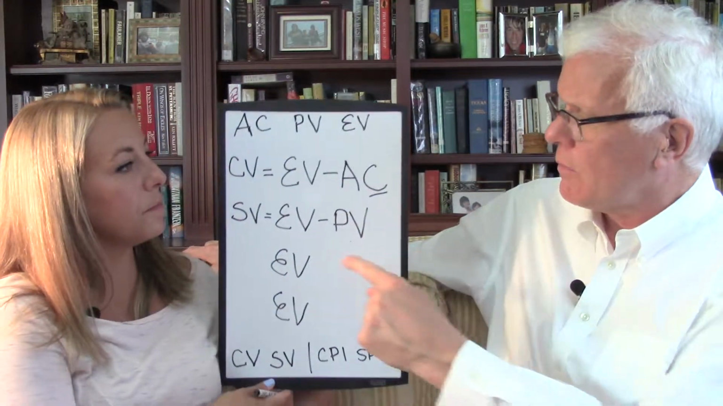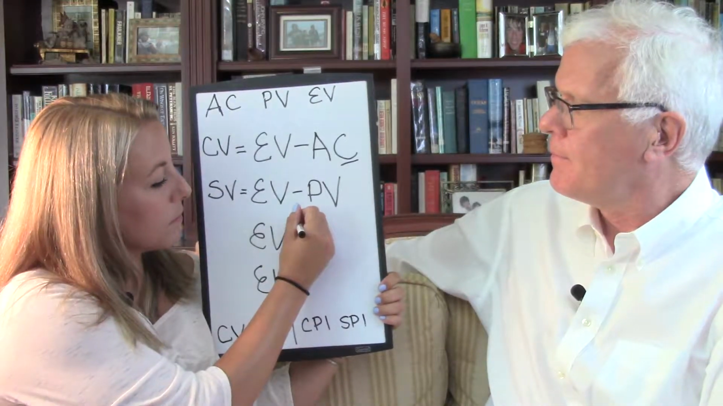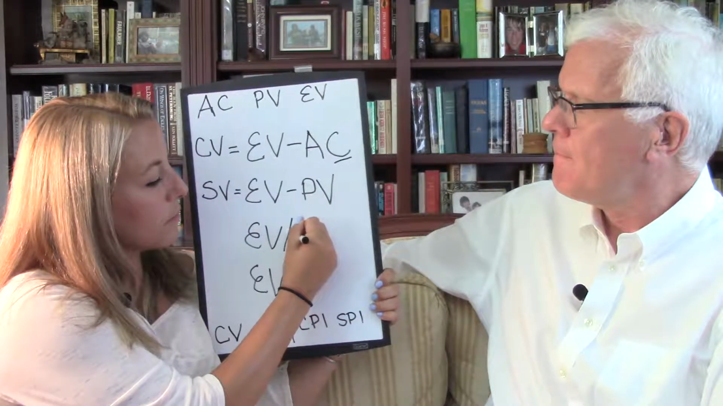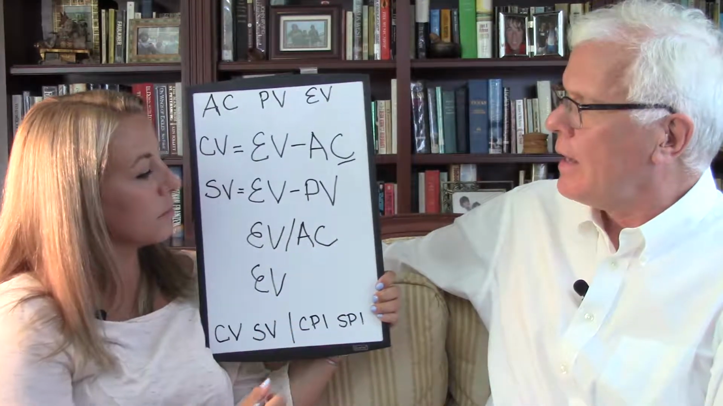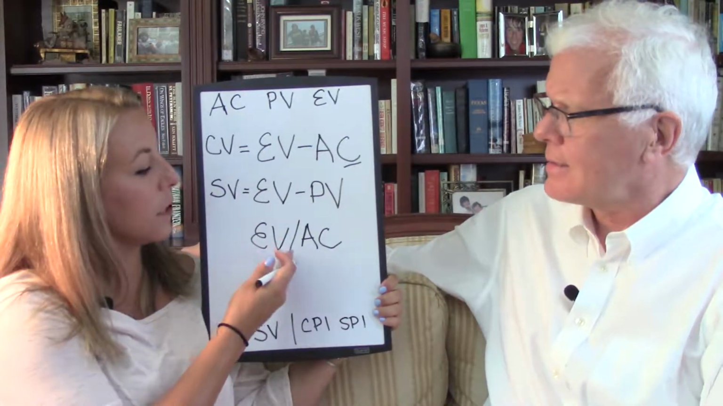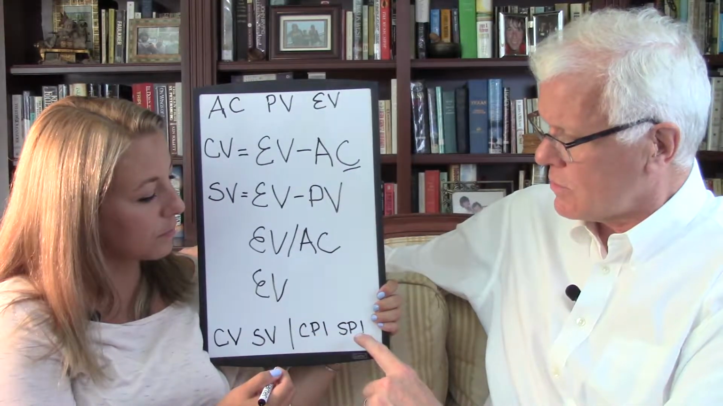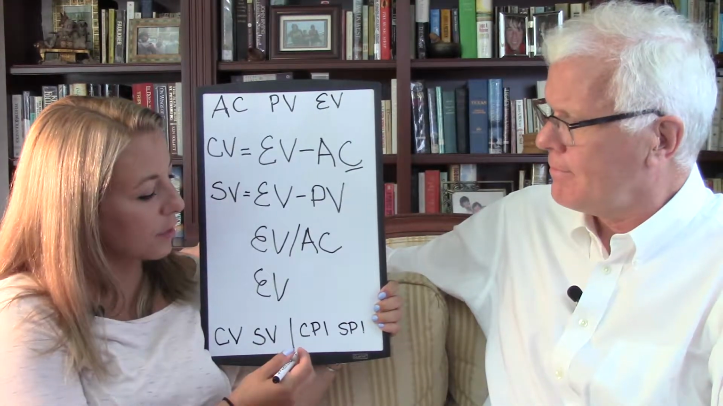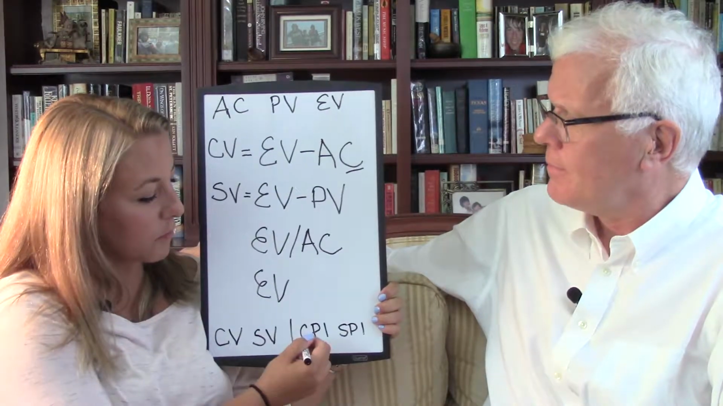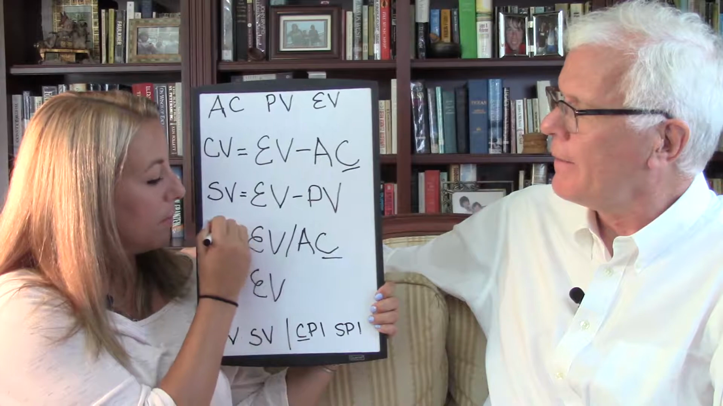Now I want you to do something different. I want you to divide that number by actual cost. Good. Now, what do we have here? Is it a variance or an index? Index. Why is it an index? Because of the division. Good. And you have 2 choices: cost performance index or schedule performance index. Which one is it? Cost performance index. And why? Cost is right there. Very good. So that equals CPI.